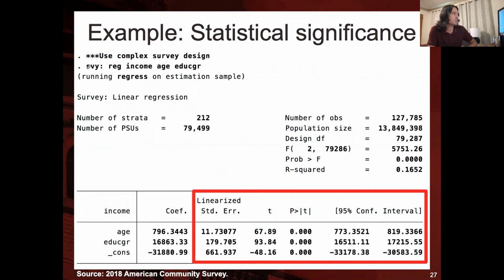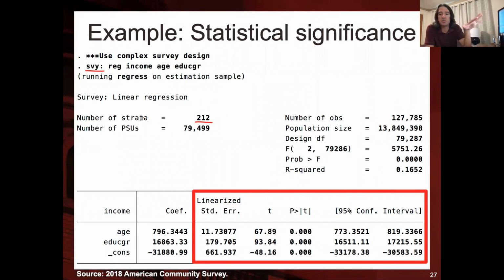So let's analyze now the statistical significance from the same regression. The same regression used the complex survey design. So in this Strata, we have 217 areas there. And here again, we are talking only about Texas.